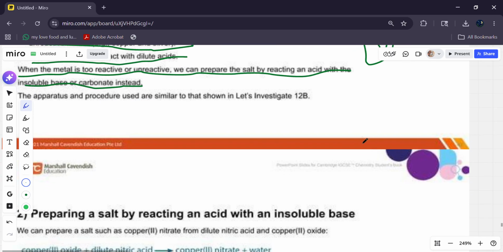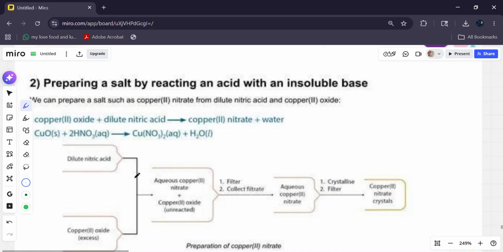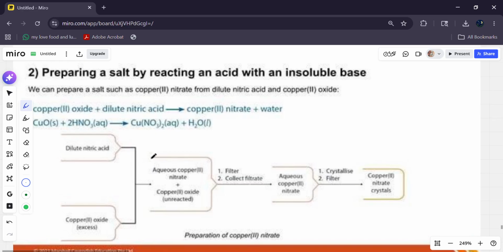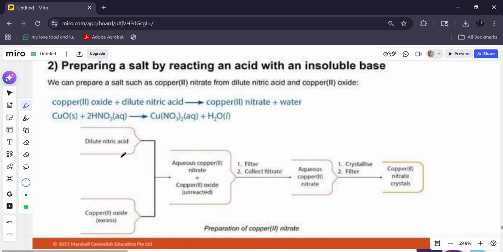So let's move on to preparing salt by reacting an acid with an insoluble base. Here luckily they left us with a diagram which I can use to explain. We can prepare a salt such as copper(II) nitrate from dilute nitric acid and copper(II) oxide. Dilute nitric acid and copper(II) oxide form aqueous copper(II) nitrate and water, which we filter and collect the filtrate to produce aqueous copper(II) nitrate. When you crystallize it, filter it, leave it alone and wash it with cold water to remove impurities, you're left with pure copper(II) nitrate crystals.